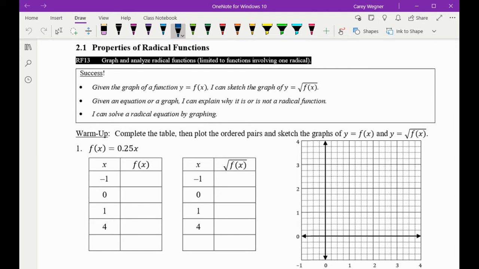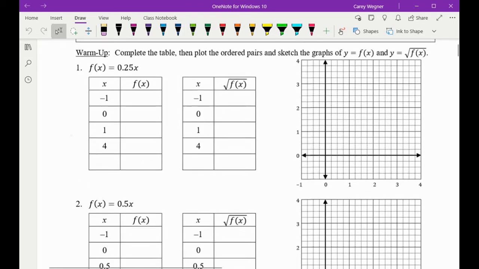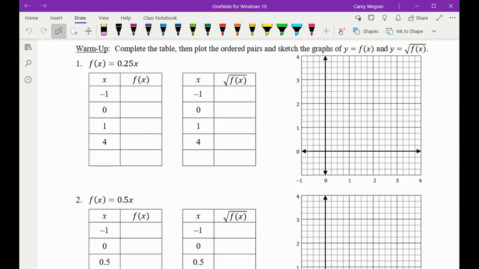Well, here you see some warm-up questions. And as we look at the warm-up questions, we are given this function in number 1. And for this function, we are given some x values. We want to figure out the y values. So this is warm up, but let me just get you started with it. If my x value is -1 and I plug it into this function here, then -1 times 0.25 will give me -0.25.